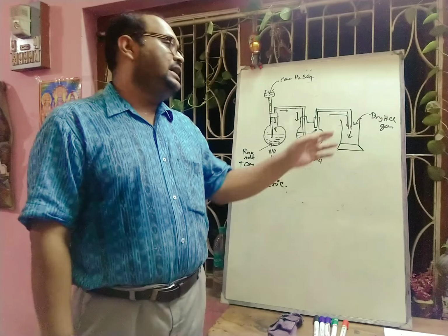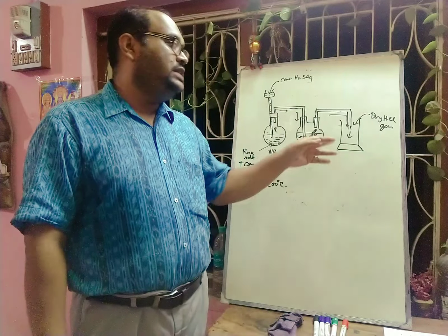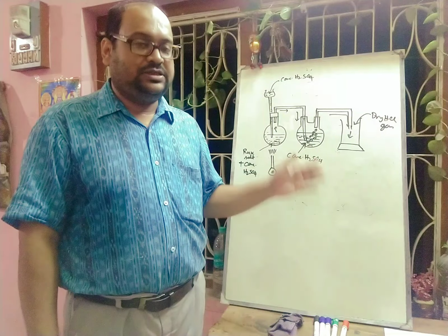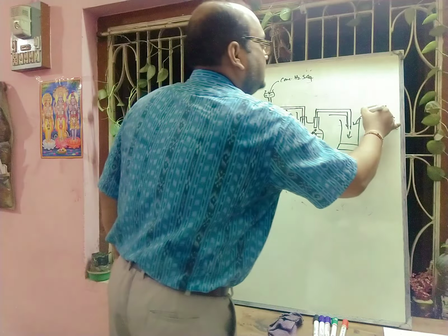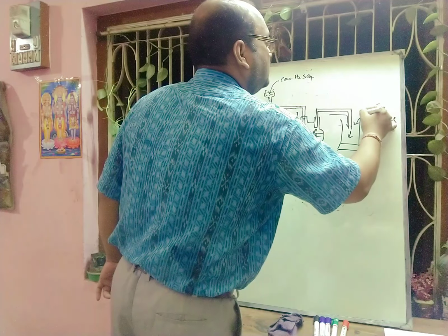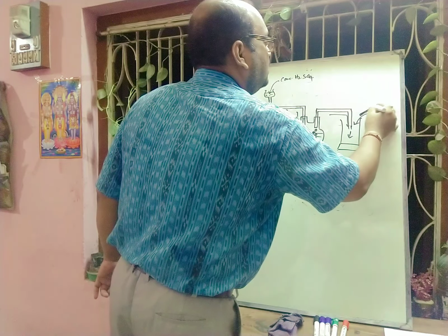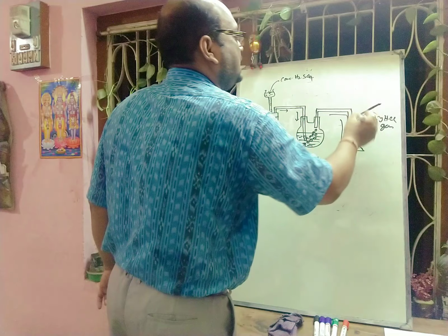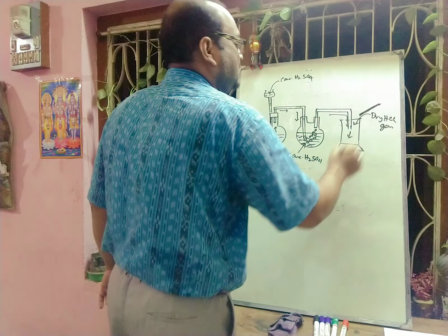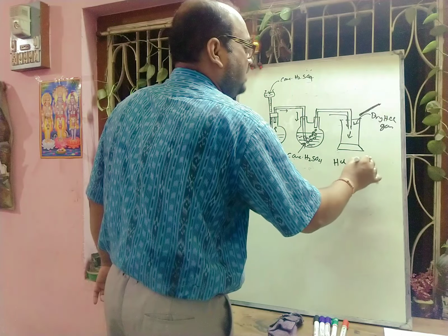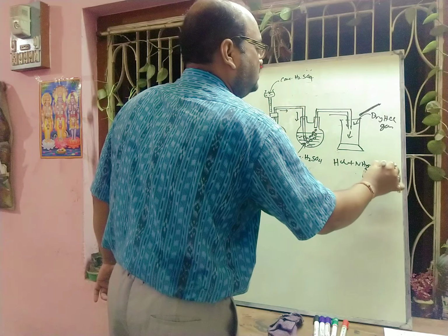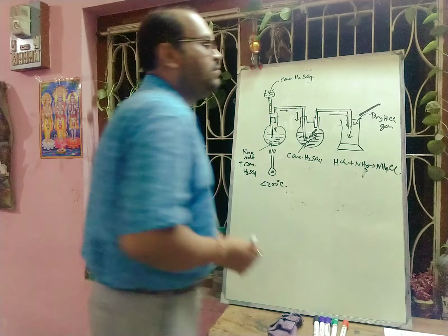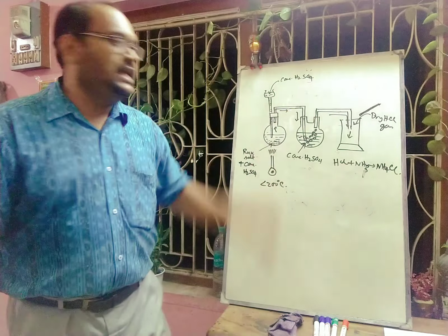If we take a glass rod moist with ammonia or ammonium hydroxide solution and hold it at the brim of this gas jar, if it is full of HCl gas, then HCl gas will react with the ammonia and form a dense white fume of ammonium chloride. Okay, from there we can easily identify the HCl gas.